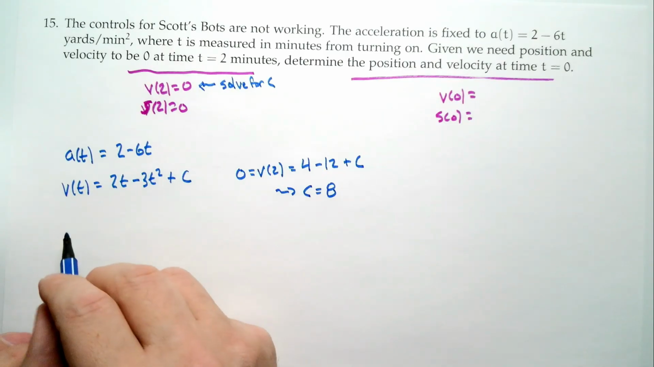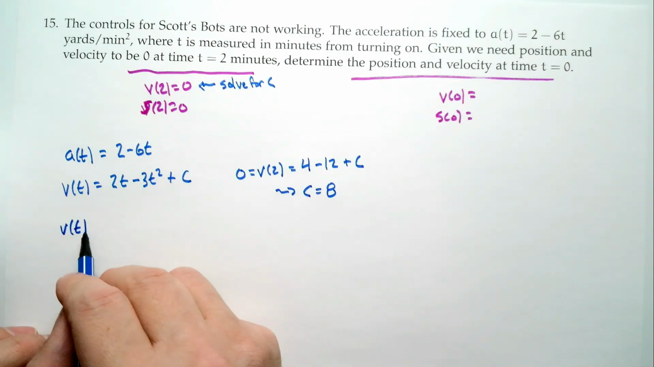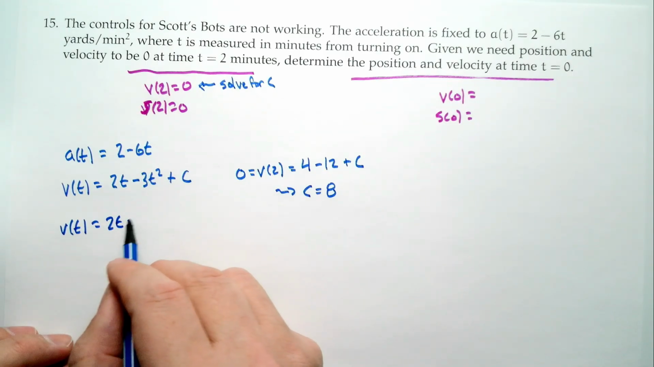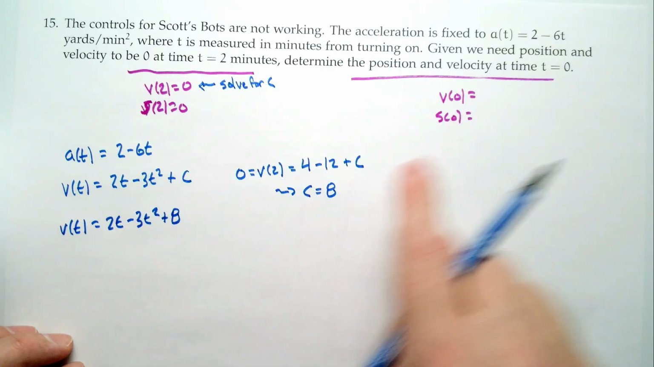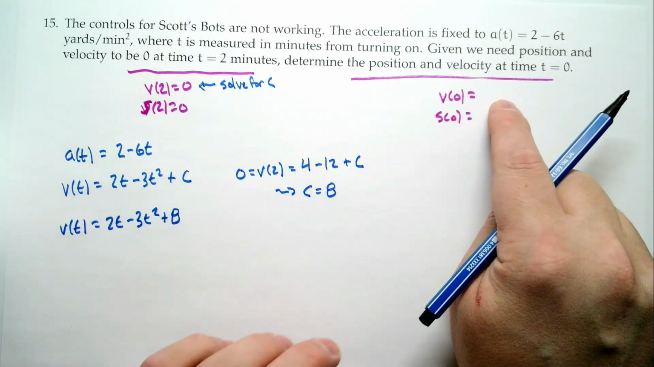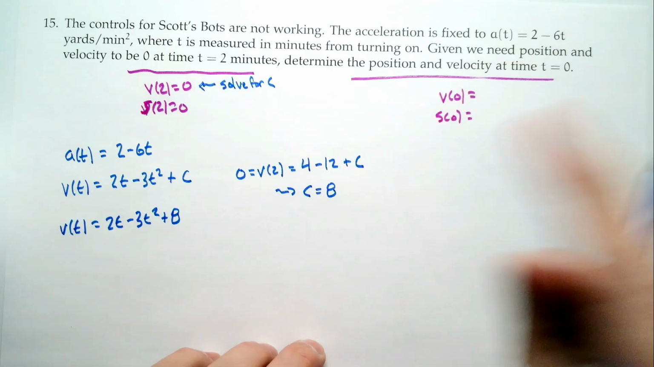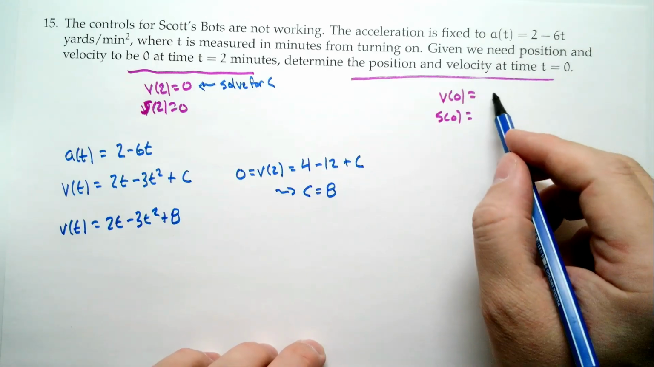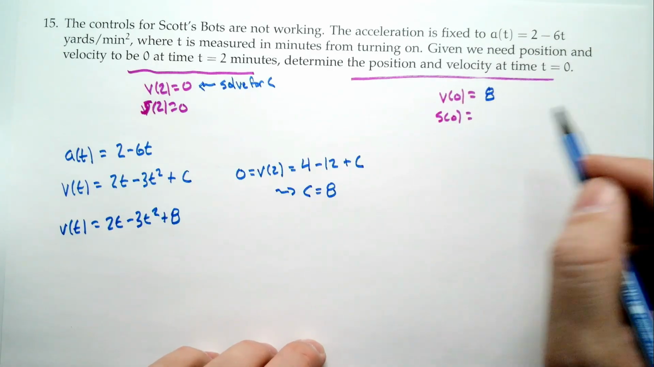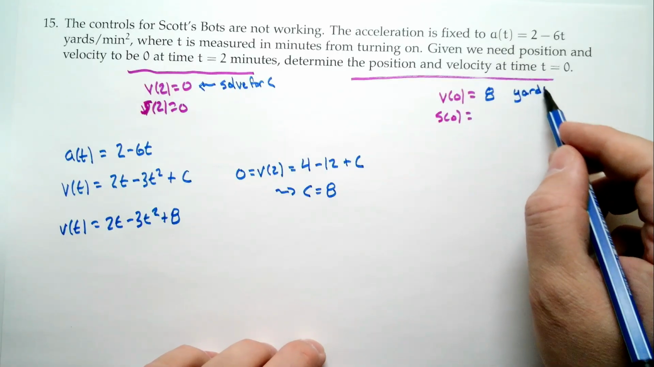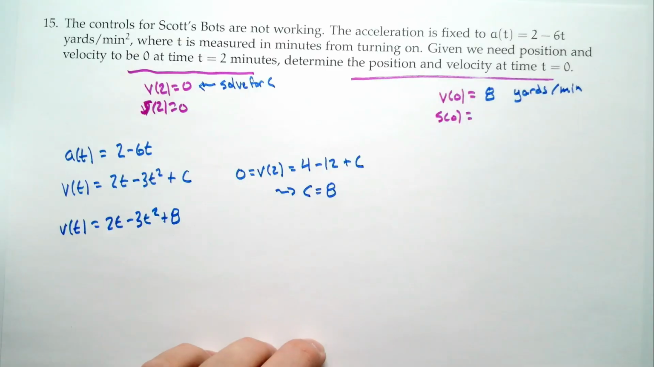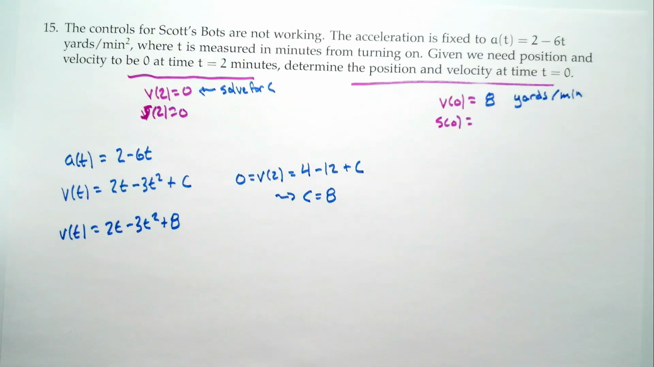So we can update. That says our velocity at any given time needs to be 2 times t minus 3t squared plus 8. In particular, I can now find the velocity at 0. So the velocity at 0 will be 8. So that's what we need. Now, it didn't ask us for units. If it did, we could find it. It's 8 yards per minute. Okay, well, that's just one layer. We need to also do position.